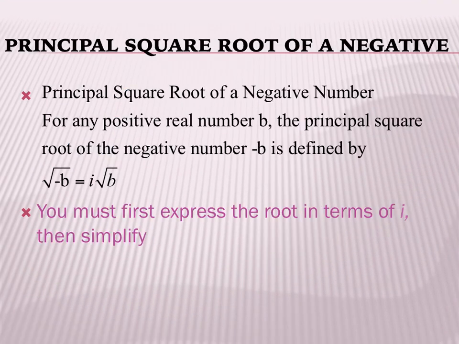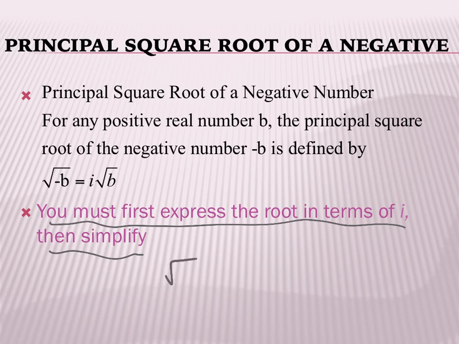All right, principal square root of a negative. We kind of talked about this already. It just says that for any positive real number b, the principal square root of the negative number negative b is defined by i root b. The biggest thing is this: you have to first express the root in terms of i and then simplify.